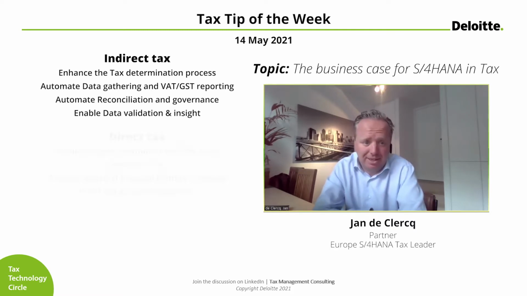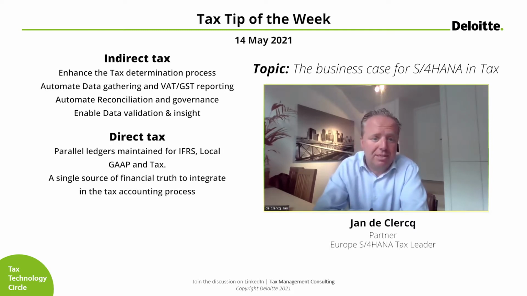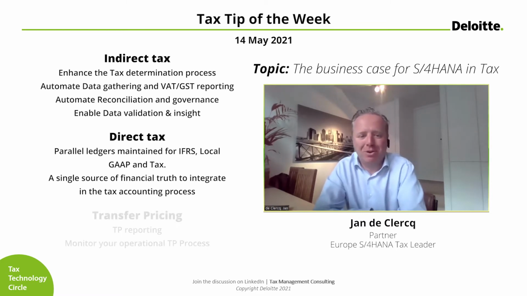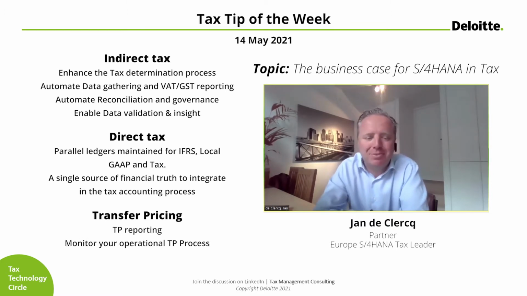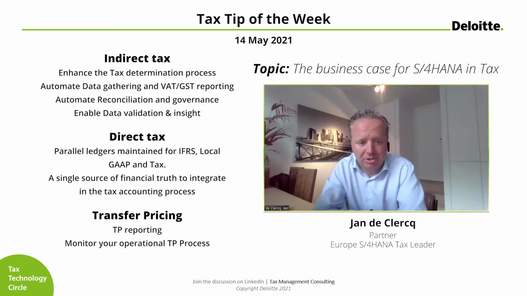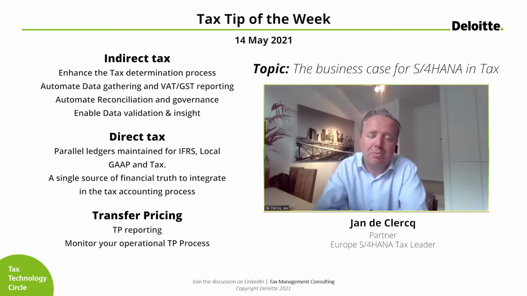For direct tax, think about parallel ledgers maintained for IFRS, local GAAP, and tax. A single source of financial truth linked to your tax accounting process. Transfer pricing, we have all these reporting requirements we have to meet. So think about transfer pricing reporting. And the way that the new data models work and the data structure, you can really monitor your operational transfer pricing process in a real-time fashion. So actually you can start avoiding these big true-ups or year-end adjustments.